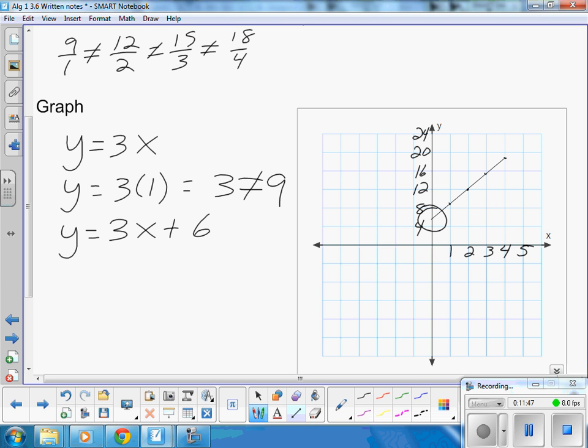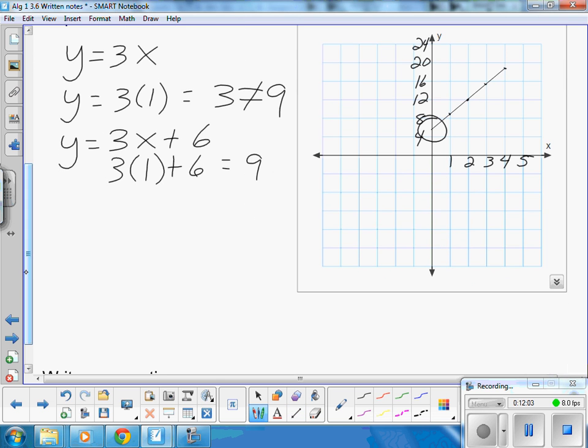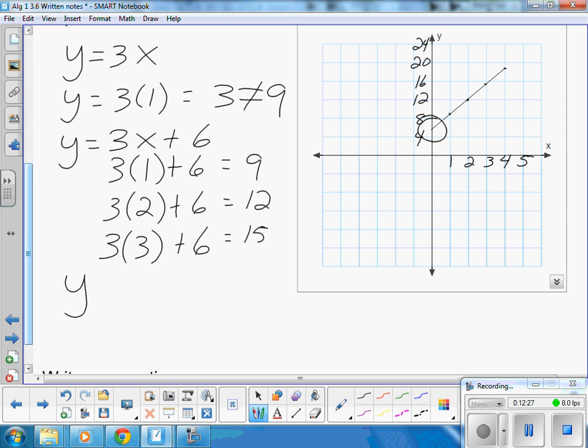Let's try that. If we put in a 1 for x, it works out to 9. Good. Don't stop there and think that you have everything right. You probably will, but you may not. So you need to try the other points as well. Put 2 in for x, and we get 6 plus 6 is equal to 12. That one also checks. Let's do one more just to make sure. The third point, 3 times 3 is 9, plus the 6 is 15, and that one checks as well. Now I'm pretty sure that that works. So my equation here is going to be y equals 3x plus 6.